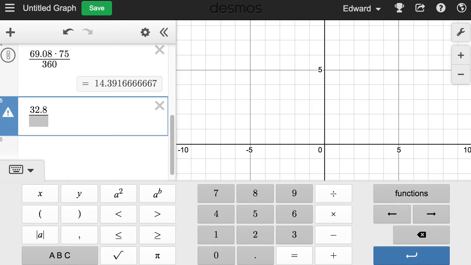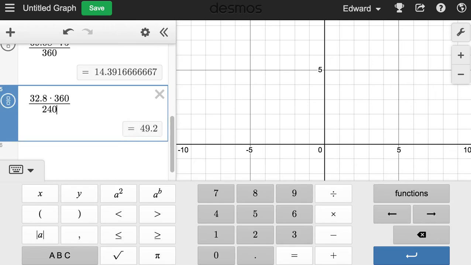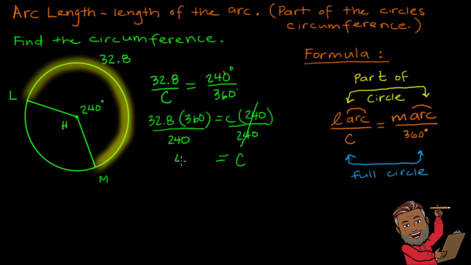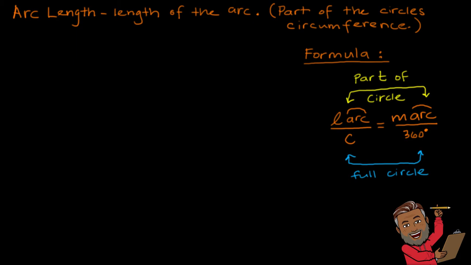32.8 times 360 divided by 240. And we come up with 49.2. So we now know that the circumference of this entire circle all the way around is 49.2. All right, moving on to our last example.